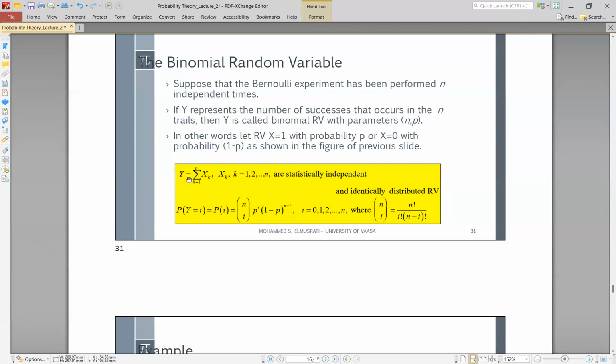So y in this case is a random variable which takes values 0, 1, 2, 3, up to n. It can take up to n. Sorry, k goes from 1 up to n, the number of repetitions. But of course, the random variable itself can be 0. If all the xk are 0, then the outcome will be 0.